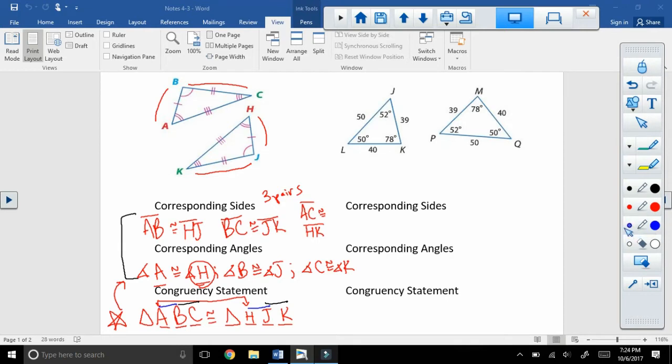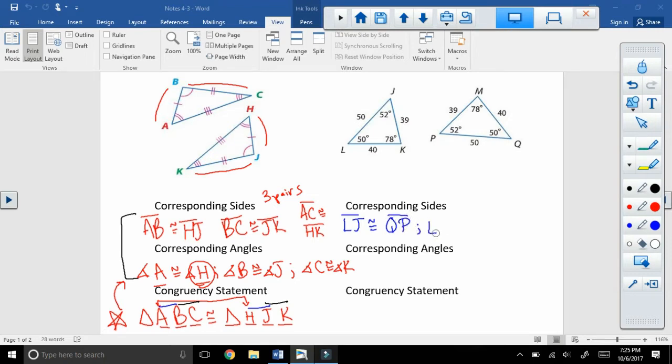And we'll practice that. Looking at these two, it's a little harder to tell which ones are corresponding, but again, if you look at the different side lengths that are marked or look at the different angle measures, that might help you figure it out. So looking at the corresponding sides, I could say that LJ is congruent to, let's see, that's going to be QP.